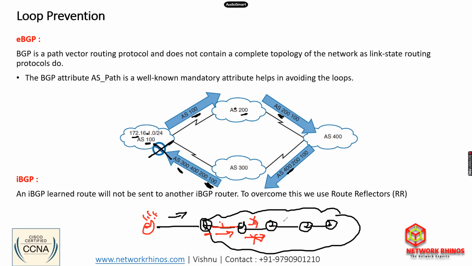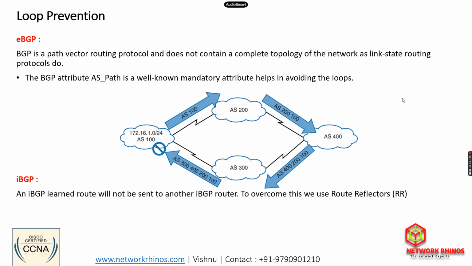Because what if I have routers connected like this also? There is a high chance I connect routers like this just because of load balancing or something like that. This can cause a loop, right? If an iBGP learned route is sent to another iBGP router, it can flow entirely like this and cause a network loop, a layer 3 loop. So we avoid it. We don't send an iBGP learned route to another iBGP router, just to avoid loops.